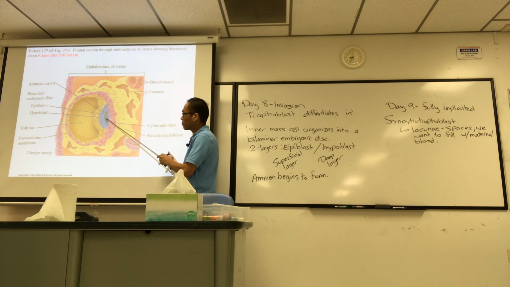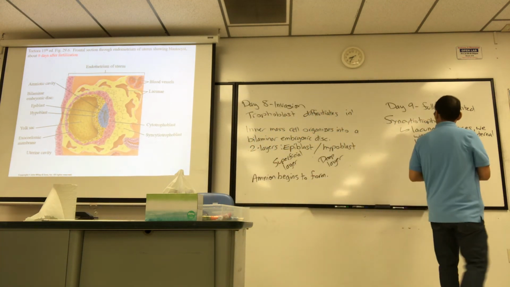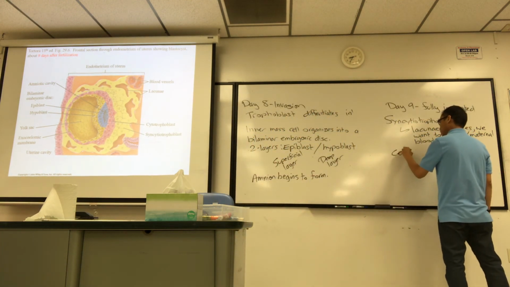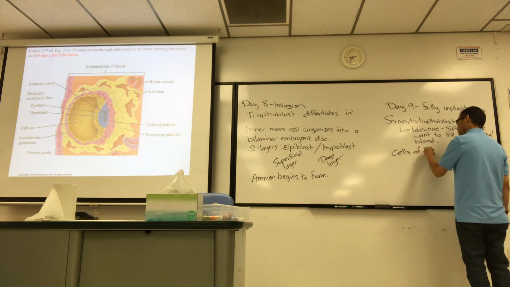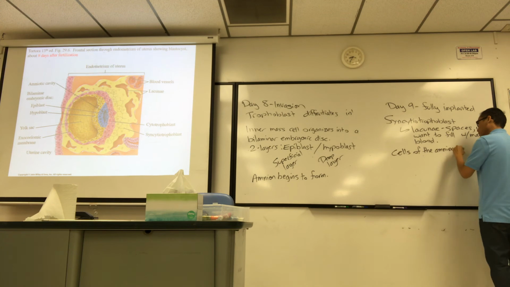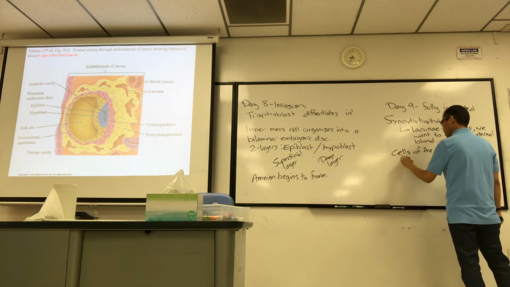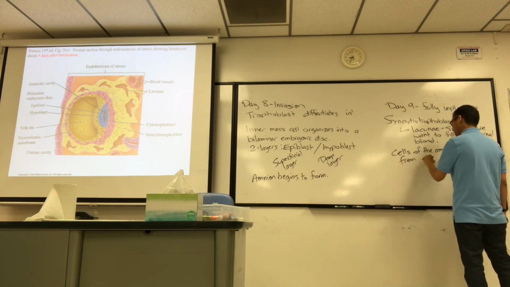We already noted that. Notice that cells of the amnion come from the epiblast. Let's note that. It's all the same color, right? Cells of the amnion are derived from epiblast.